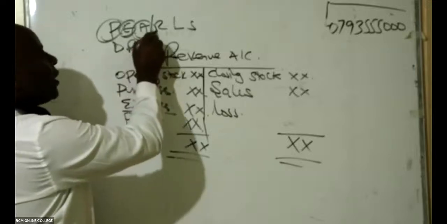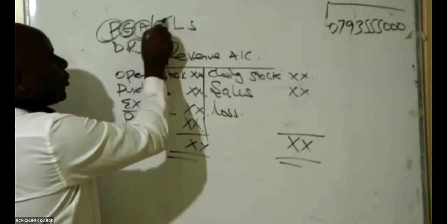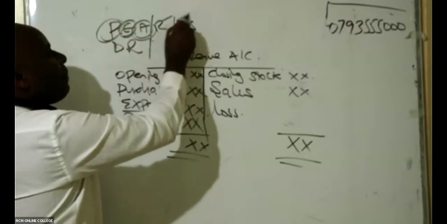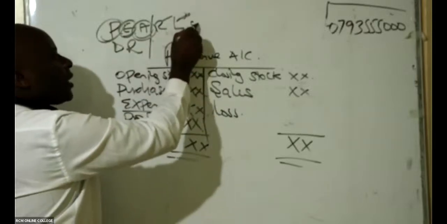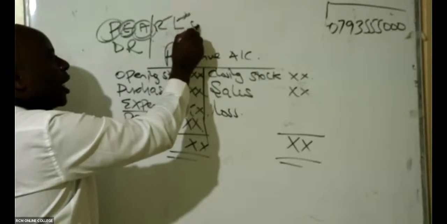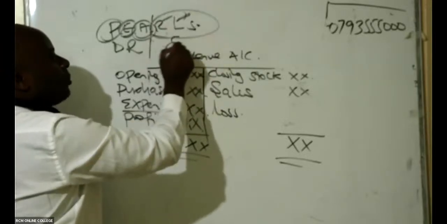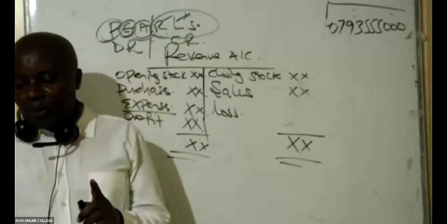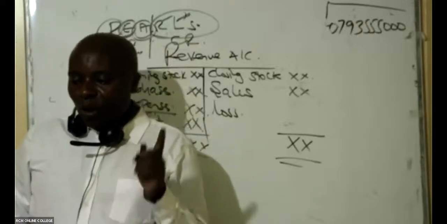And then we have these ones. These are revenues or sales. These are liabilities. This stands for share capital. These ones here shall always be done what? They shall always be credited.